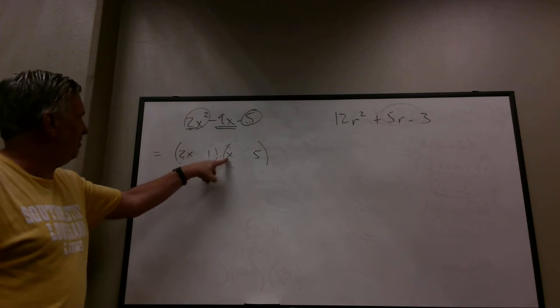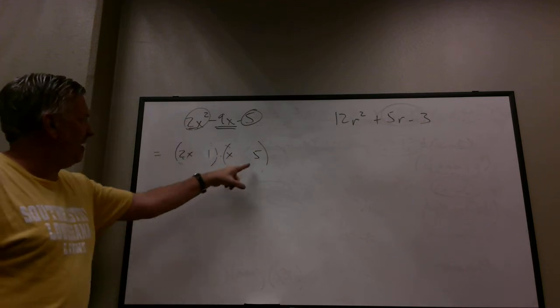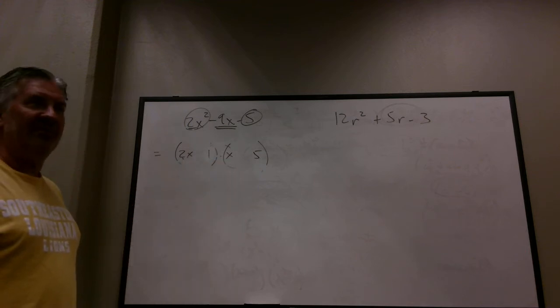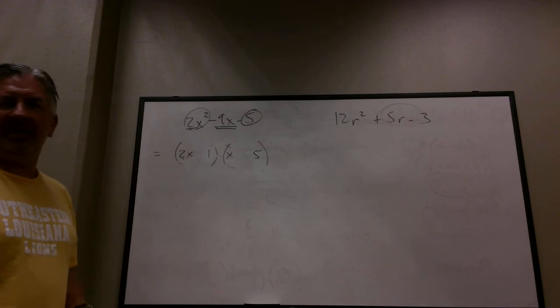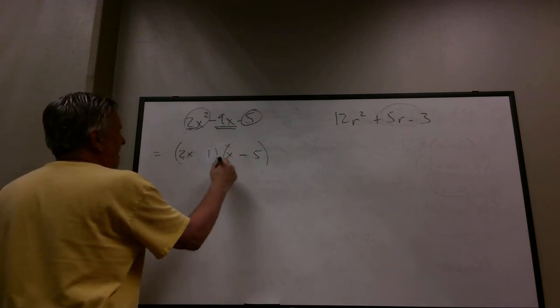So now I still have my 2x squared, I still have my 5. Now when you do the outside and the inside, there's 10x and there's 1x. You have a 10 and a 1. You ought to be able to get a negative 9 out of that. And how do you need to do that? You need a negative 10 plus 1.